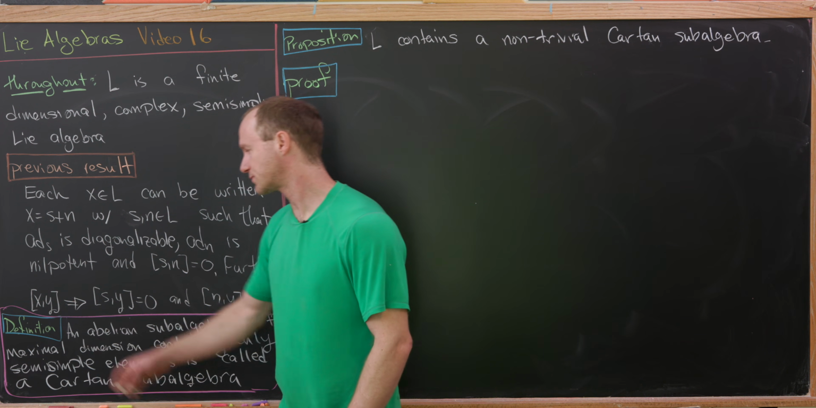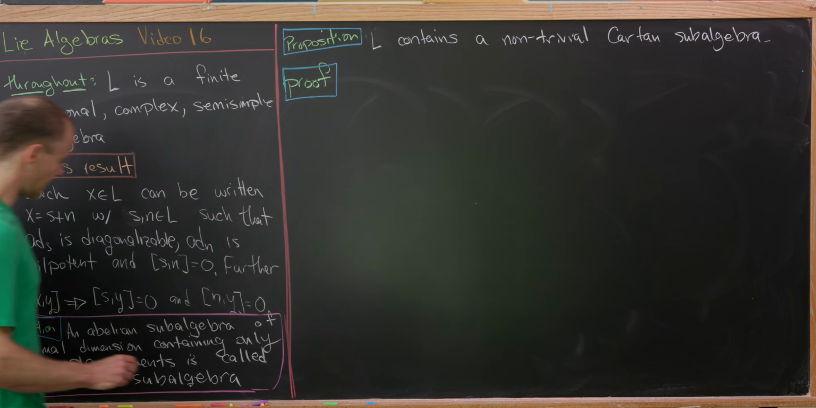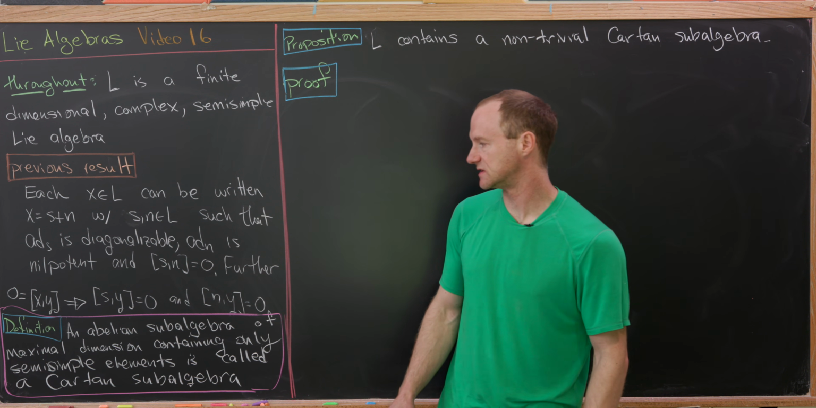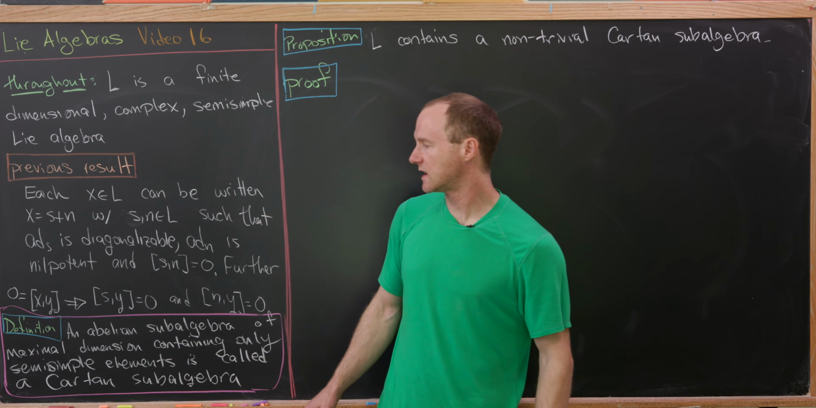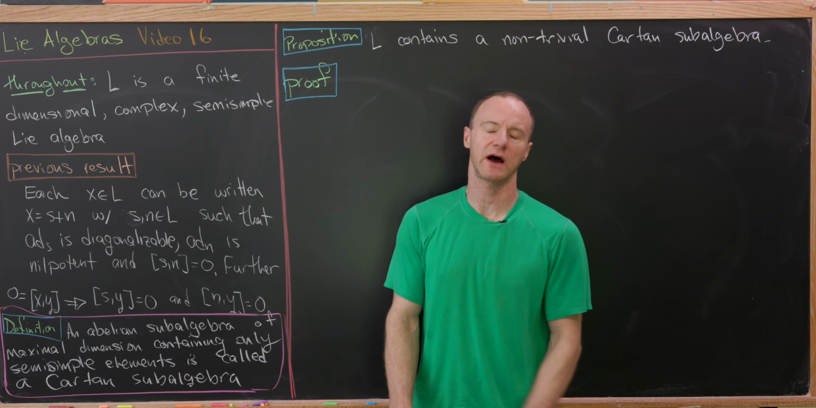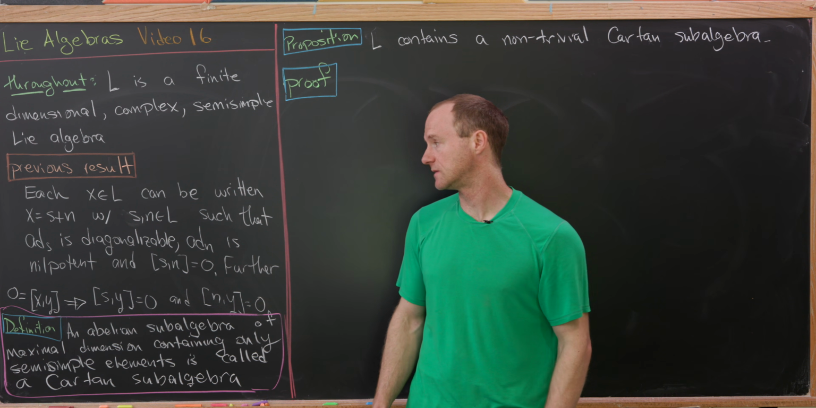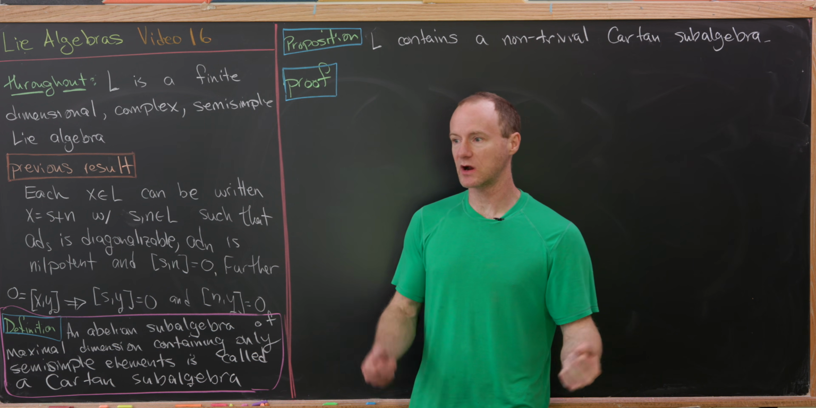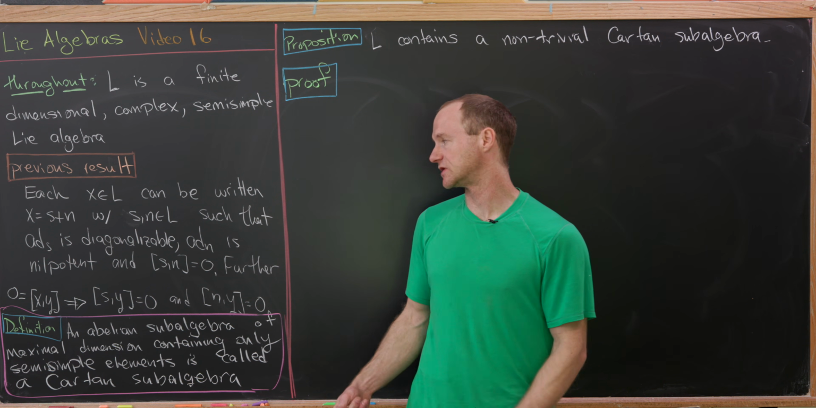Furthermore, if the bracket of x with y is equal to 0, then the bracket of s with y is 0 and the bracket of n with y is 0. So in other words, if a vector commutes with y, then the things that it decomposes into also commute with y. Now I'd like to point out that any linear transformation can be written with a diagonalizable part and a nilpotent part. That's just the abstract Jordan decomposition.